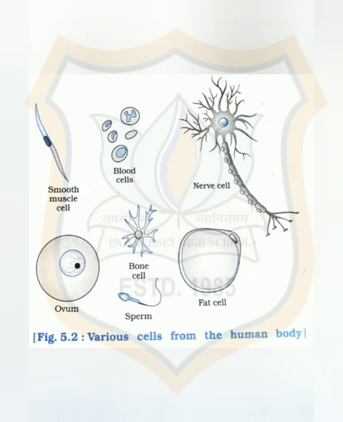So students, I hope you understood the initial part of this chapter. In the next video, we will discuss the plasma membrane or cell membrane, what the cell is made up of, and the diffusion and osmosis processes. Thank you for listening.